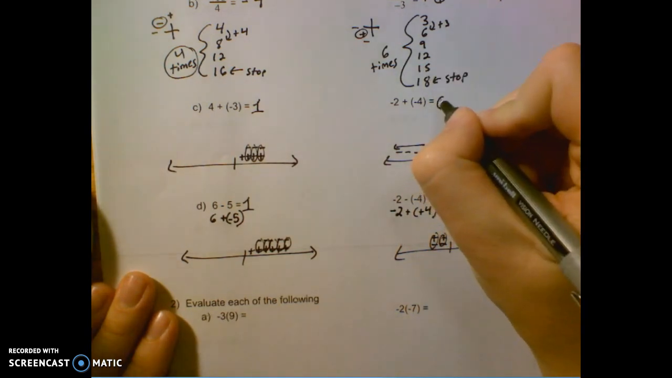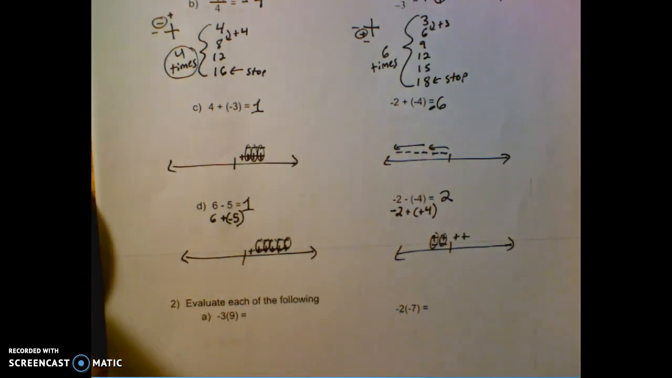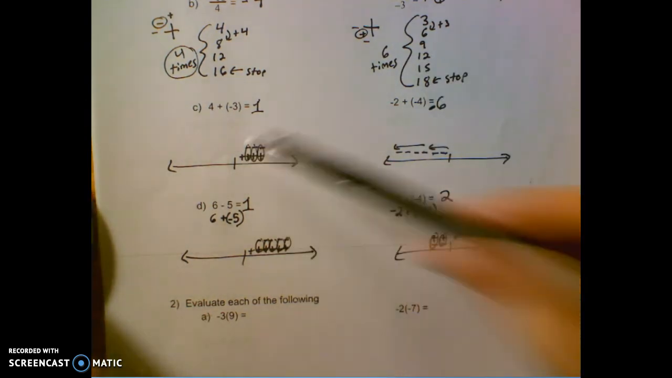Oh, and I messed this one up. 6 negatives, so that should have been negative 6 at the end there. Let's make sure, yep, that was negatives. Positive, positive, positive.